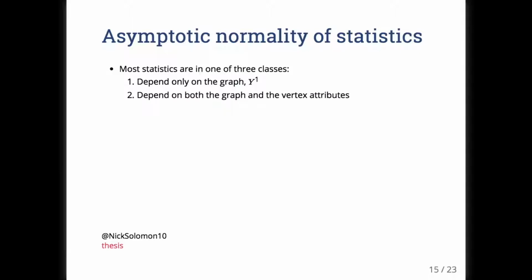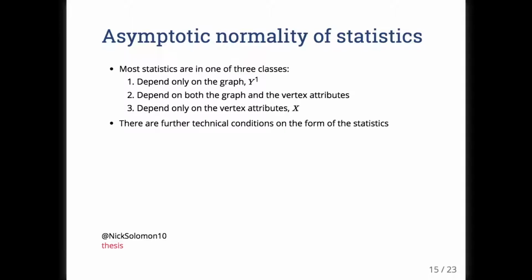To prove asymptotic normality of statistics is a little bit more involved. I'm going to go through the sketch of this proof really quickly, but basically it starts with dividing the statistics into 3 classes. The first class depends only on the graph Y. The second class depends both on the graph and the vertex attribute, so this depends on Y and X. And the third class depends only on vertex attributes X. There are further technical conditions on the form of the statistics. Basically, it just has to be a sum of a product of interaction terms, and you have to assume things like 13th moments exist and all sorts of arcane invocations of statistics like that.